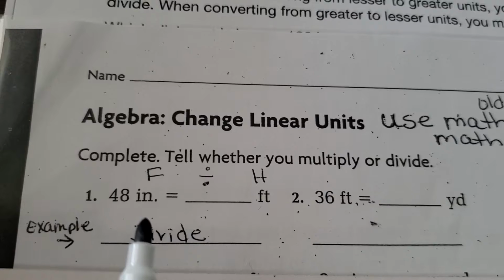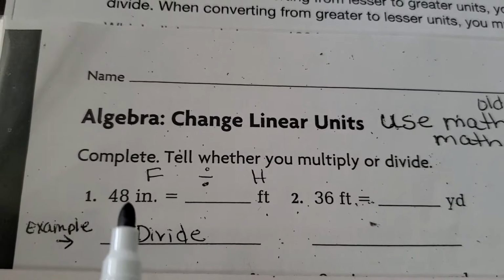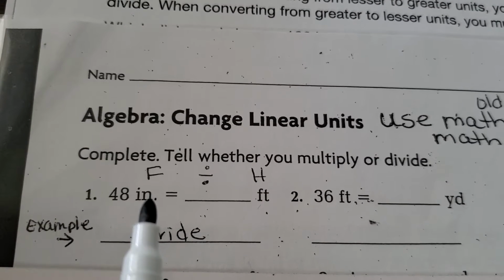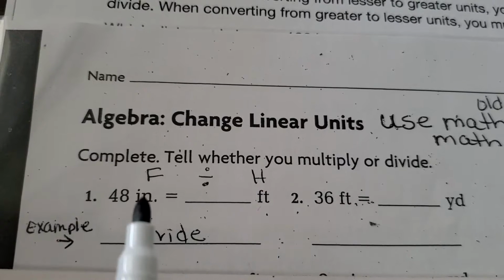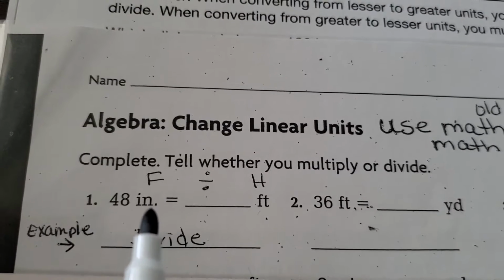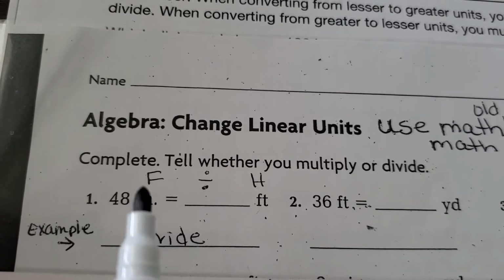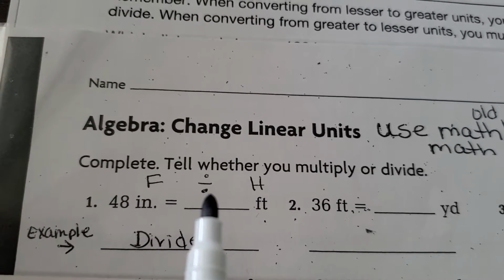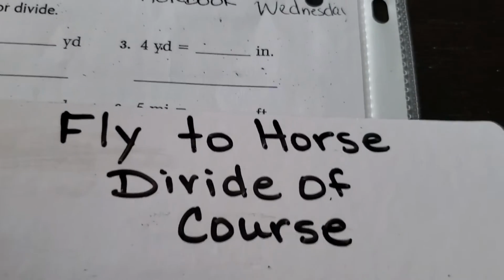So we're going to be doing fly to horse, horse to fly. And of course, if you notice, we're going from inches to feet. Inch is a small unit, feet would be a larger unit, right? So we're actually going from a small unit to a large unit. So fly to horse, divide, of course, right?